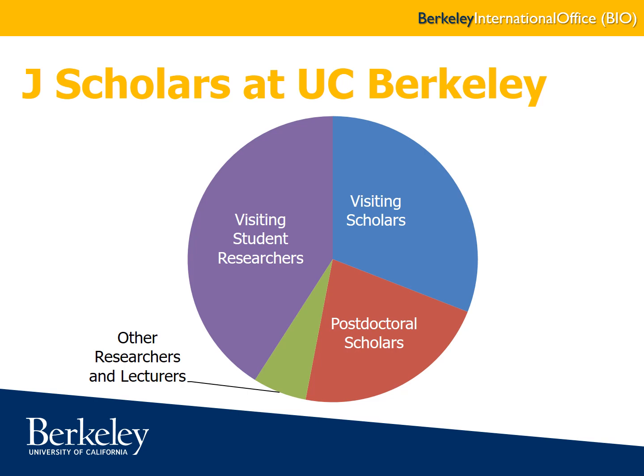Finally, our J-Scholar population includes a number of different appointment titles, from lecturers, visiting professors, associate researchers, and project scientists, just to name a few. It is important to mention that these appointment titles are given to you by UC Berkeley Human Resources and are not the same as your J1 visa category, but more on that later.